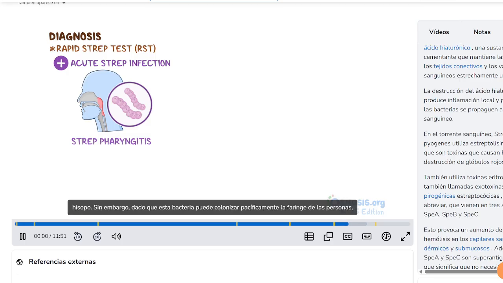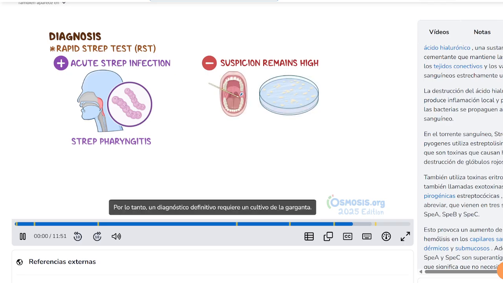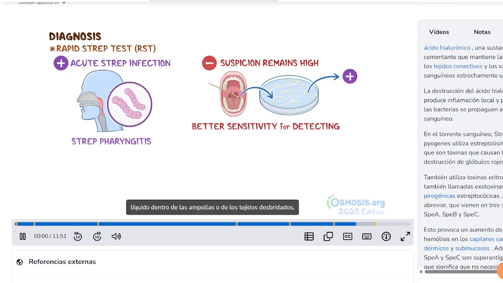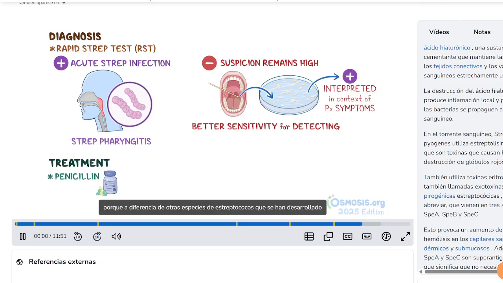Moving on, if the RST is negative, but the clinical suspicion for strep pharyngitis remains high, the next step is to do a bacterial culture from a throat swab, which has better sensitivity for detecting bacteria than the RST. Remember though, a positive result on the culture also needs to be interpreted in the context of the patient's symptoms before making a diagnosis.